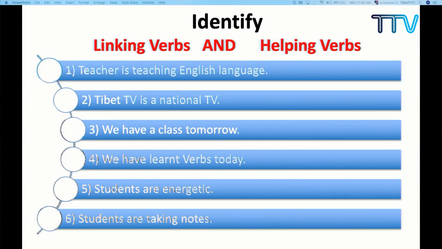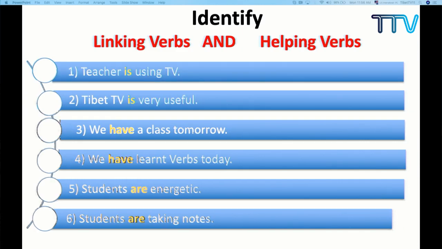Now, first sentence: Teacher is teaching English language. Okay, this is the sentence. You have to identify the verb and then see whether it is a linking verb or a helping verb. Tibet TV is a national TV. We have a class tomorrow. We have learned verbs today. Students are energetic. Last sentence: Students are taking notes. So you go through this and try to identify which sentence has a linking verb and which has a helping verb.